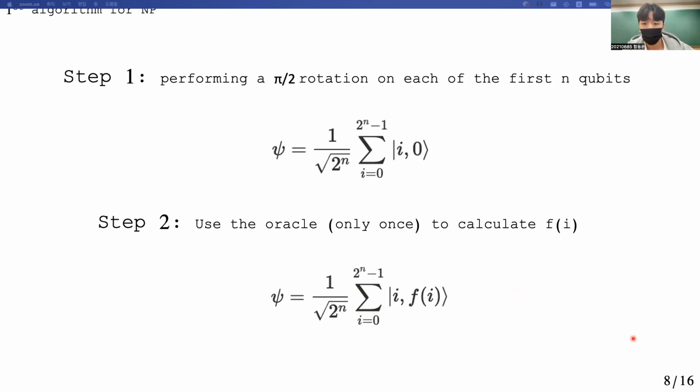Step 1, begin by performing a half-pi rotation on each of the first n qubits to obtain the state. Step 2, use the oracle only once to calculate f(i). If i is the solution index, f(i) equals 1, otherwise f(i) equals 0.